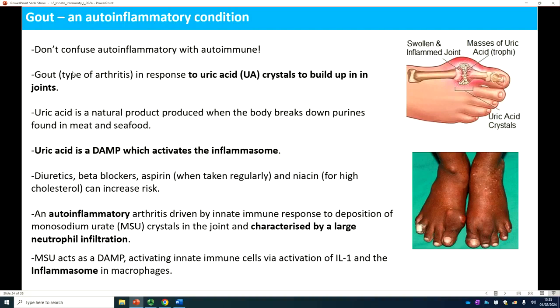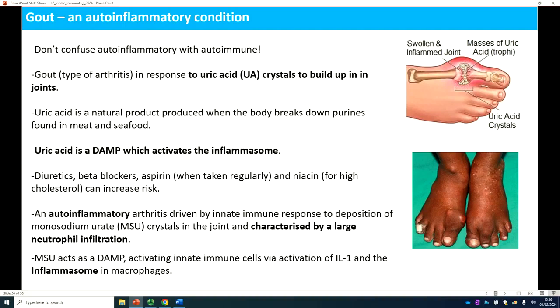Now, gout is actually a type of arthritis, and it occurs in response to the buildup of uric acid in the joints. So you can have that in the joints of the feet or the hands, the fingers, for example. Now, uric acid is actually a natural byproduct that's formed by the breakdown of purines that are found in meat and seafood.